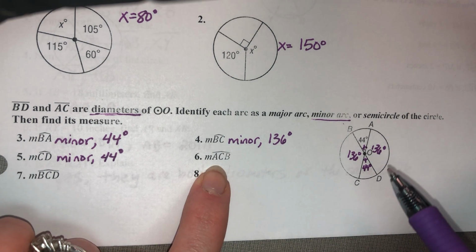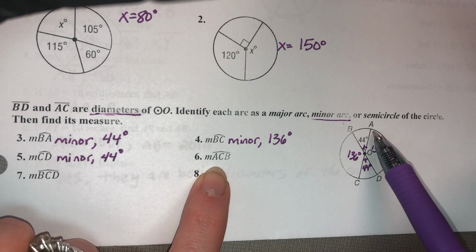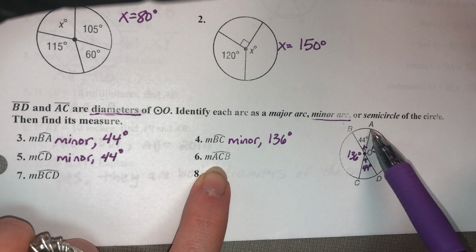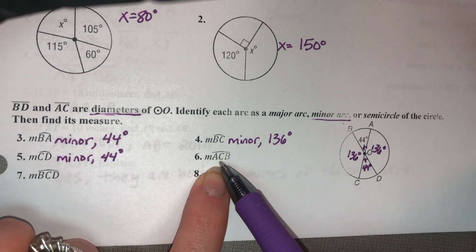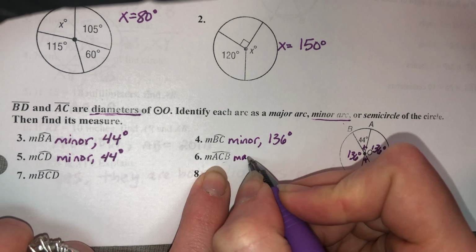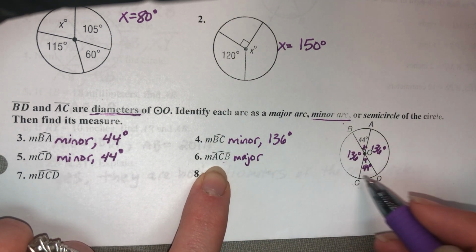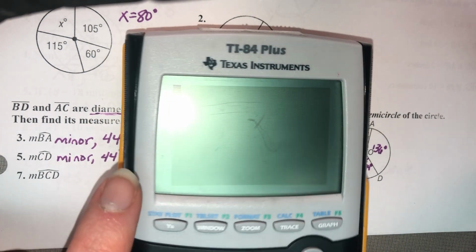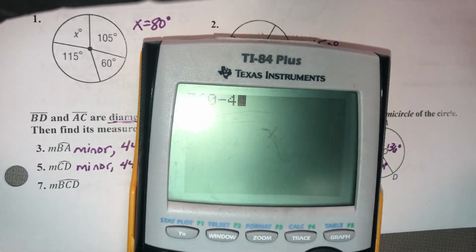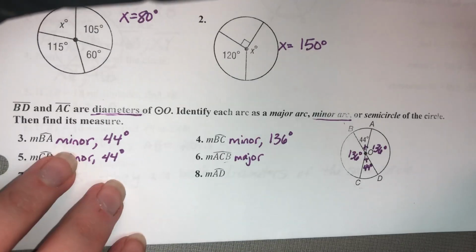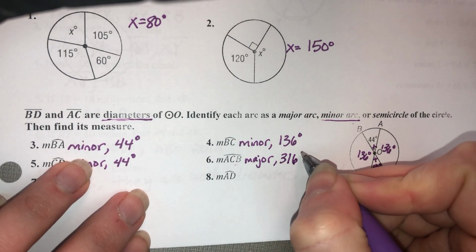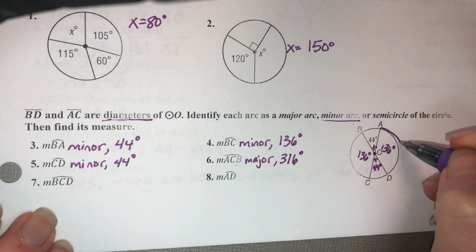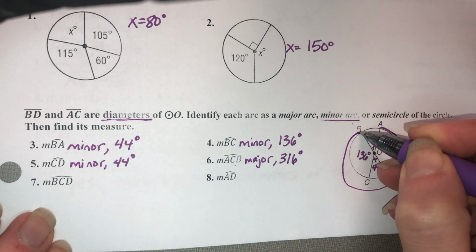Now the measure of arc ACB. Notice I'm going the long way, not the short way from A to B, but A to C to B. You have to use 3 letters. So this is a major arc. It's more than half the circle. It's basically the whole circle minus the 44 degrees. So you can go 360 minus 44 and get 316 is the measure of that major arc, 316 degrees. So that's very big. That's going all the way around this way to get from A to B.